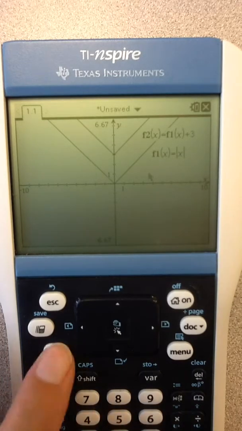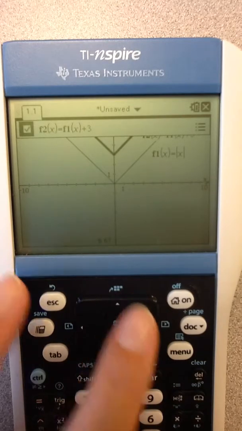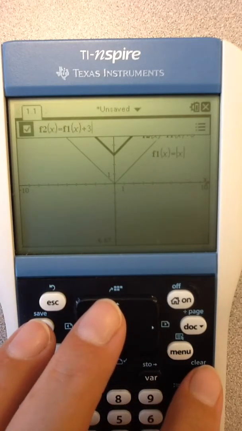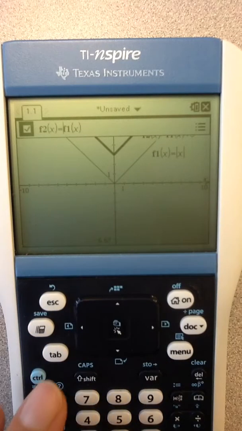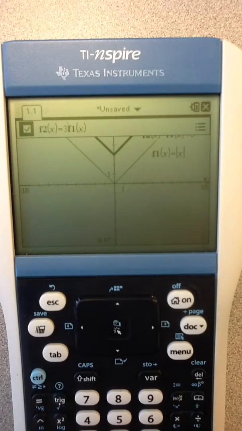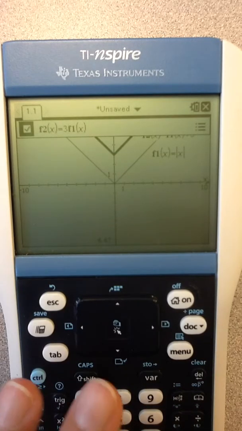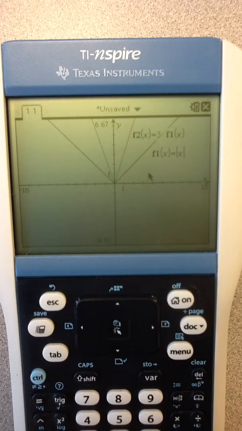Next piece of information is if we want to reflect something. Well, actually, let's stretch first. Let's multiply f of x by 3. So we'll do 3 times f of x, which is 3 times the absolute value of x. And take a look at that one.